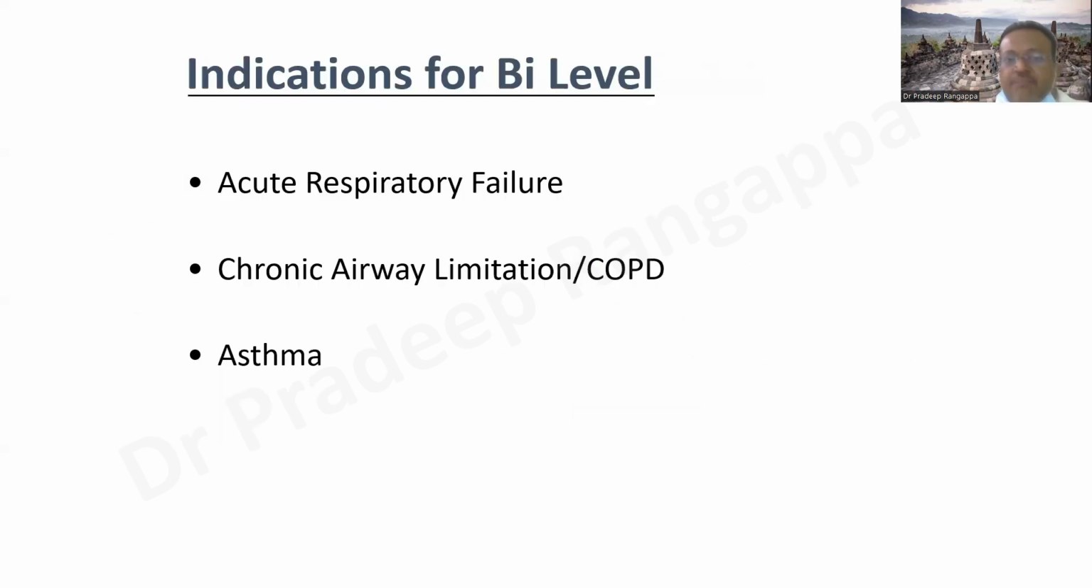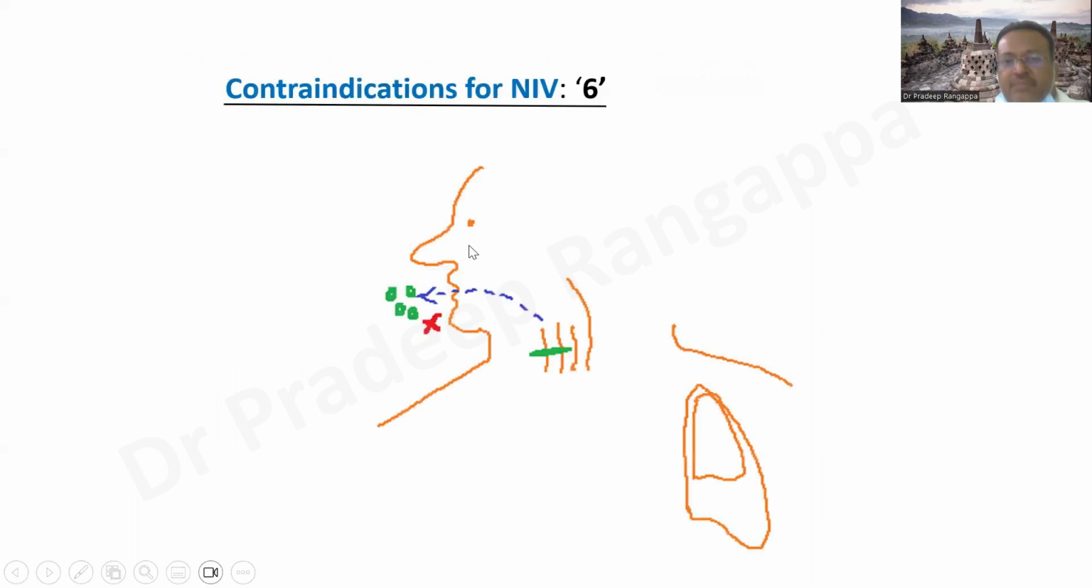So indications for BiPAP are predominantly in asthma, COPD, and sometimes even in acute respiratory failure. So there are certain contraindications for NIV. I've just put a cartoon. Any patient who has inability to clear the secretions, who has a poor cough reflex, or who has upper airway obstruction. These are the situations where NIV cannot be used because they should have good airway reflexes. They should be able to protect the airway.